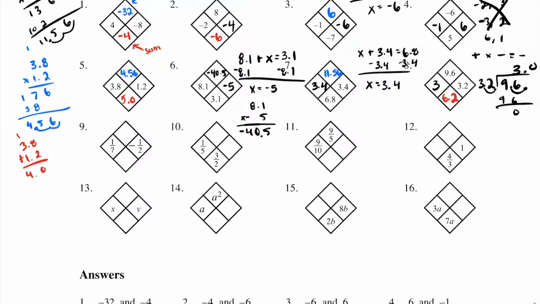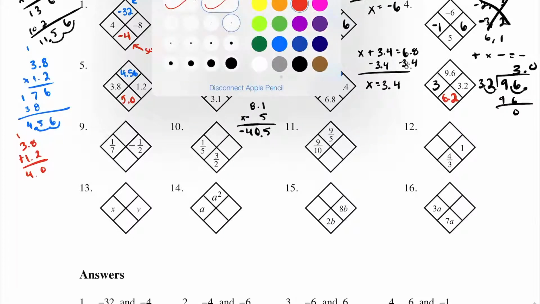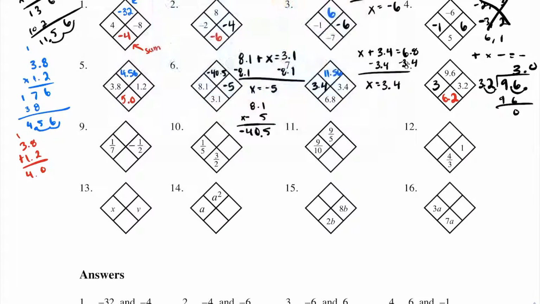All right. Upping the ante a little bit, guys. Moving into fractions. Same concept. I'm going to find my product first. So 1/7 times negative 1/2. Remember with fractions, whenever you multiply, you're just going to multiply straight across the numerators and straight across the denominators. Sometimes there'll be chances for some cross-canceling, but not in this case.